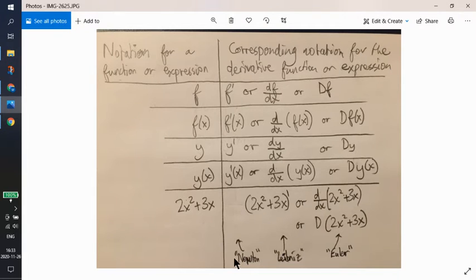So basically there's three main alternatives which I think were popularized by three of the most famous mathematicians in history, which were Newton, Leibniz, and Euler. Newton basically promoted this prime notation, f prime. Pretty much you just take the same thing and write a prime instead. So instead of f, we write f prime. Instead of f of x, f prime of x. Instead of y, y prime. Instead of y of x, y prime of x.